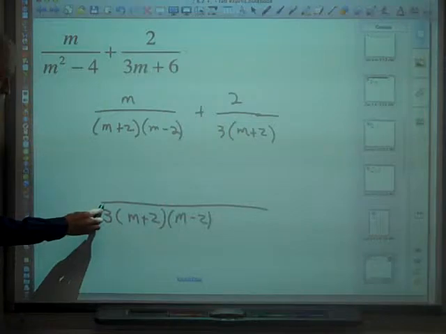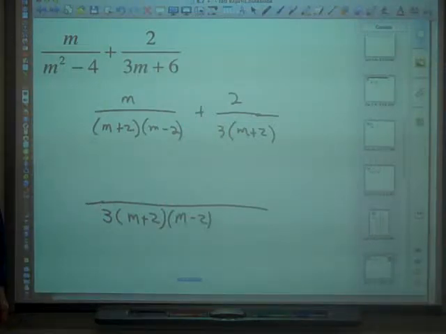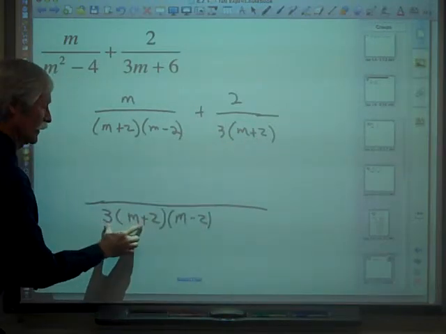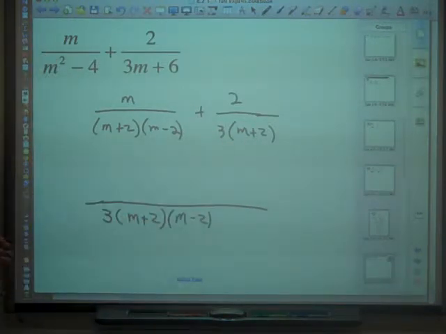So there's my common denominator. Both of those are in there, and both of those are in there perfectly. And no more. You don't want more than that.